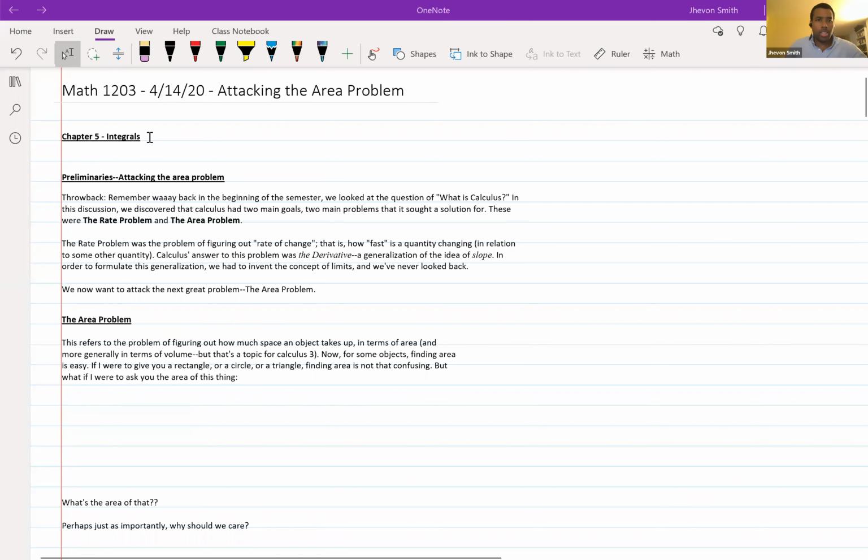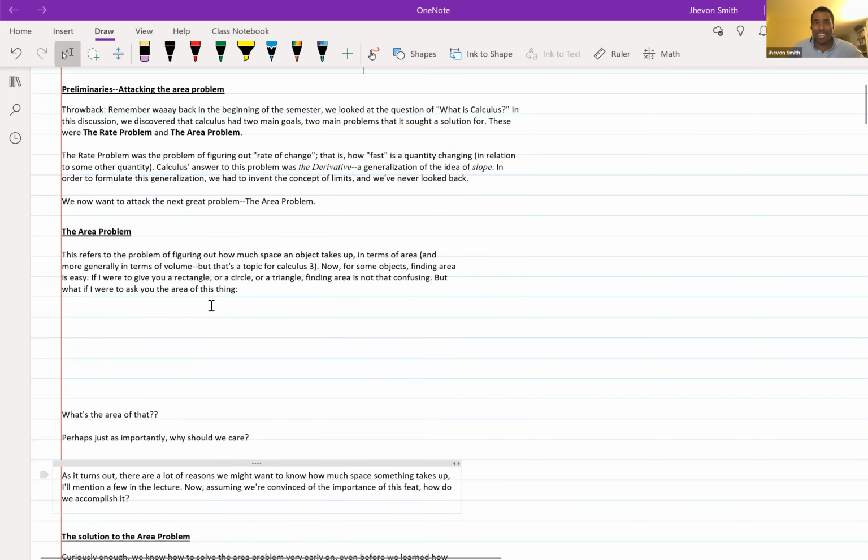Allow me to share my screen. So here we are in OneNote, and as you can see here, we're actually going into a new chapter. So last time we finished talking about optimization. That was the last topic we wanted to do in chapter 4. We are going to move on to chapter 5, and I already spoke a lot about this and made notes and scraps and stuff. I just want to jump right back into it, actually.